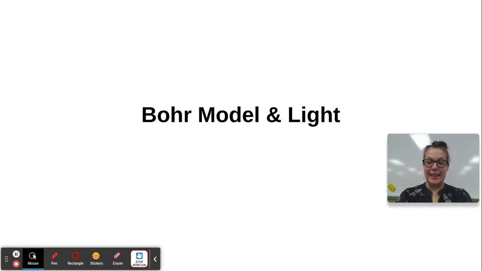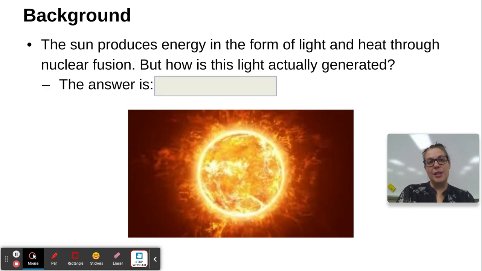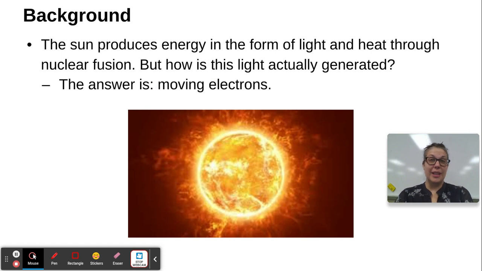The Bohr model, and light. So within our last unit, we talked about how the sun produces energy in the form of light and heat through nuclear fusion. But how is this light actually generated? Well, the answer is moving electrons.